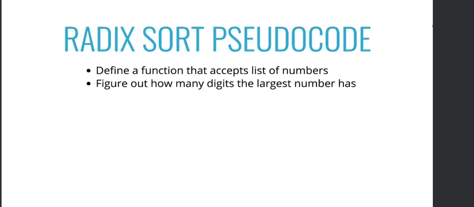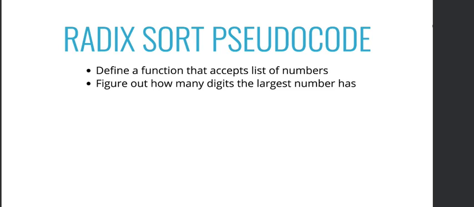Hey, welcome back. Time to actually write radix sort. So if you watched the video on the helper methods, that's actually the harder stuff. Now we just call those helper methods a couple times in a loop and make the buckets, and that's kind of it. So here's the pseudocode if you want to add this yourself. Define a function that accepts a list of numbers, just call it radix sort, something like that.